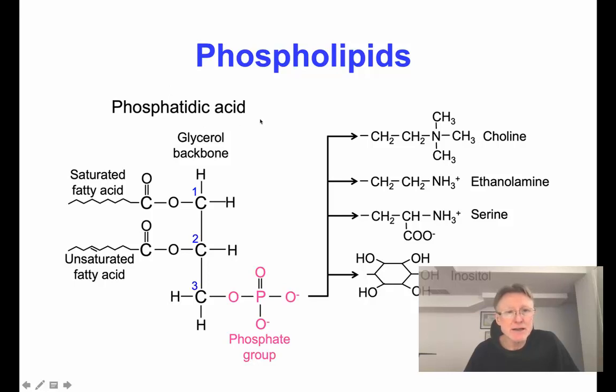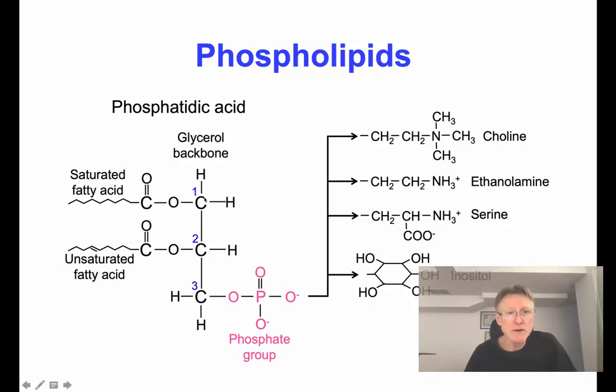But what I want to first show here is what makes up phospholipids. On the left side here we have what we call phosphatidic acid. Phosphatidic acid is made up of, similar to what we saw with triglycerides, a glycerol backbone. Glycerol is shown here, so we have carbon 1, 2, and 3 of glycerol. And we have two fatty acids that are bound, or esterified, to this glycerol molecule.